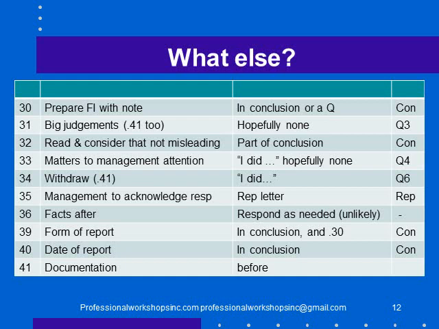We prepared the financial information with a note describing the basis of accounting. That could be in the conclusion or a question. I like it better in the conclusion. We made any big judgments in 41.2, so hopefully none. That's question 3 from paragraph 41. We read and considered that it's not misleading. That's our conclusion. And we have to be careful. I considered it's not misleading. That's our conclusion. Not the words we use in an audit, reasonable, or the words we use in a review, nothing's come to my attention. Don't use any of those words in a compilation. We use I considered and it's not misleading. That's part of our conclusion.